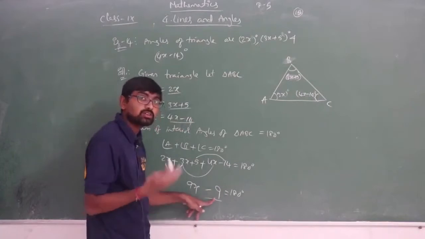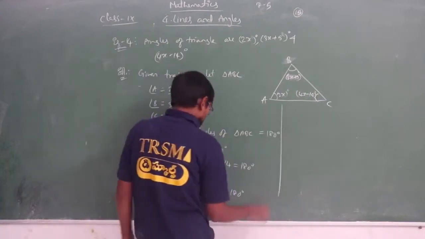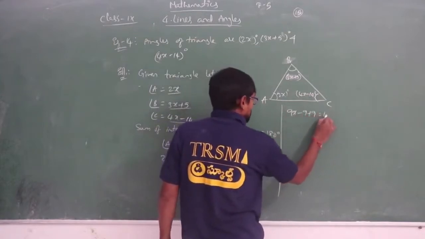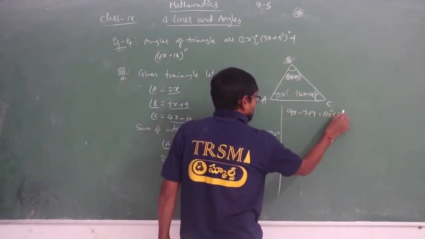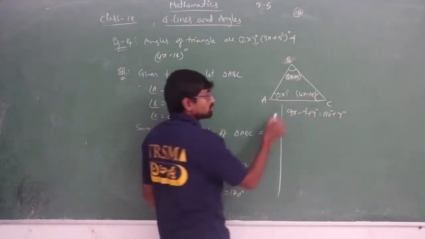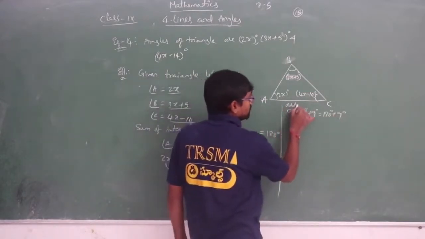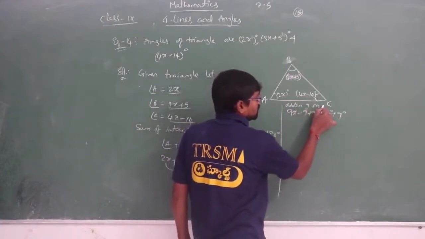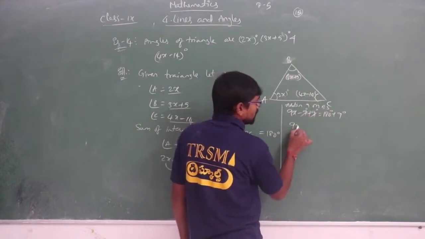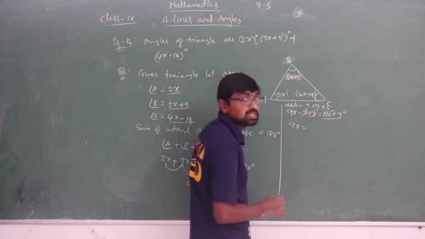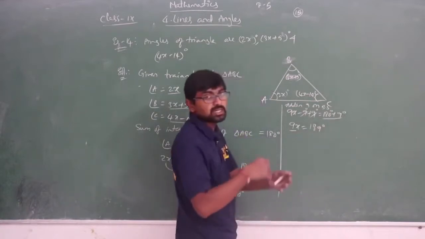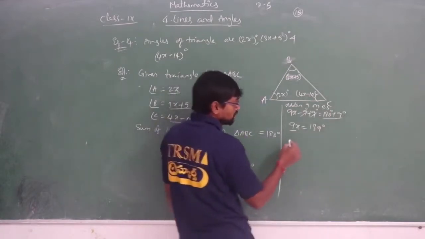So the additive inverse of minus 9 is plus 9. Therefore 9x minus 9 plus 9 is equal to 180 degrees plus 9. Why are we taking the additive inverse? Adding 9 on both sides, so plus 9 minus 9 will become 0. 9x is equal to 180 plus 9, 189 degrees. So 9 is multiplying here; the multiplicative inverse is dividing by 9.